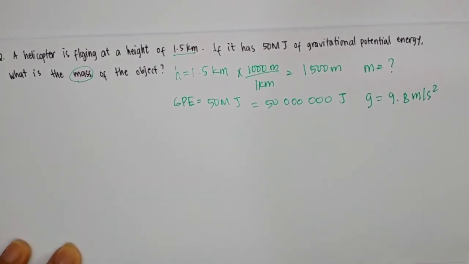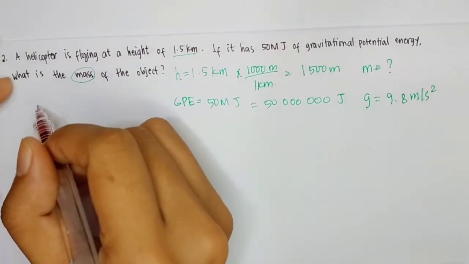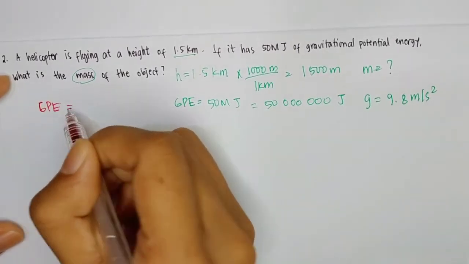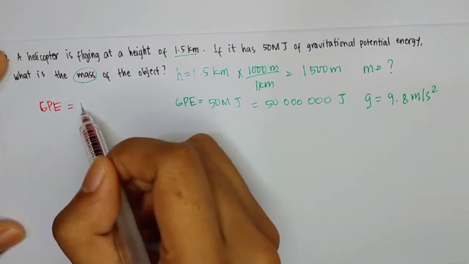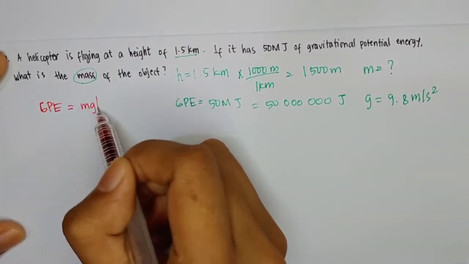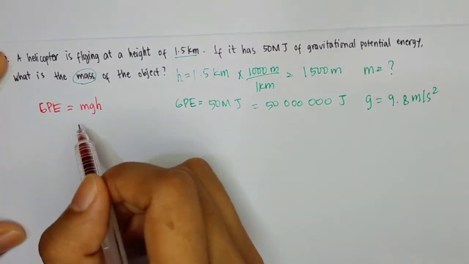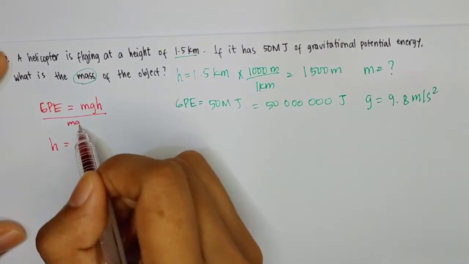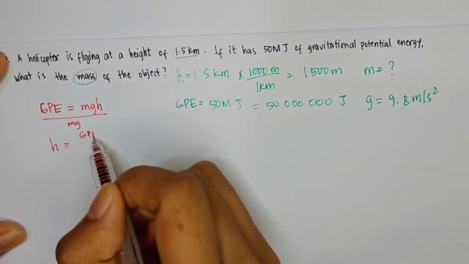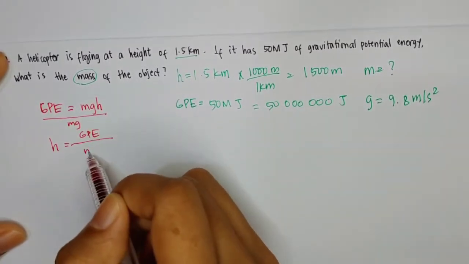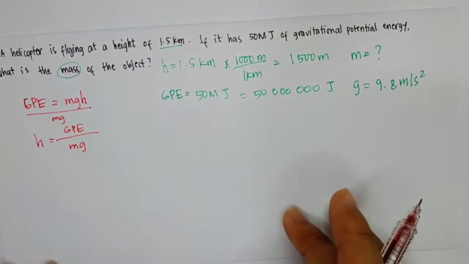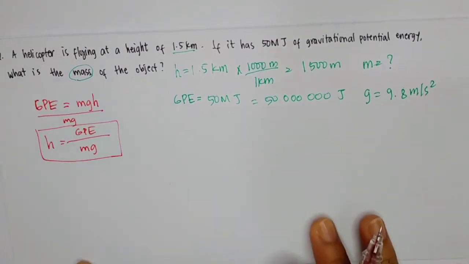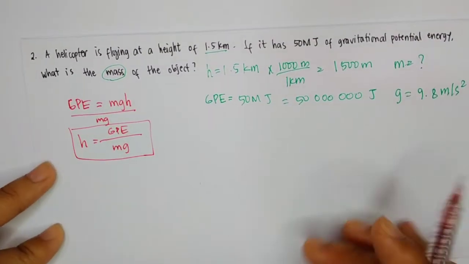Based on our formula, GPE is equal to mass times gravity times height. Since we are solving for mass, we divide both sides by gravity and height. So this will be mass equals GPE over gravity times height. This is the formula we will use.